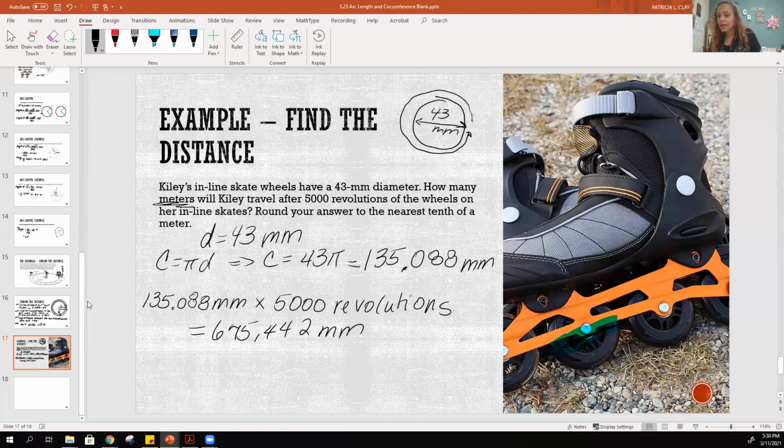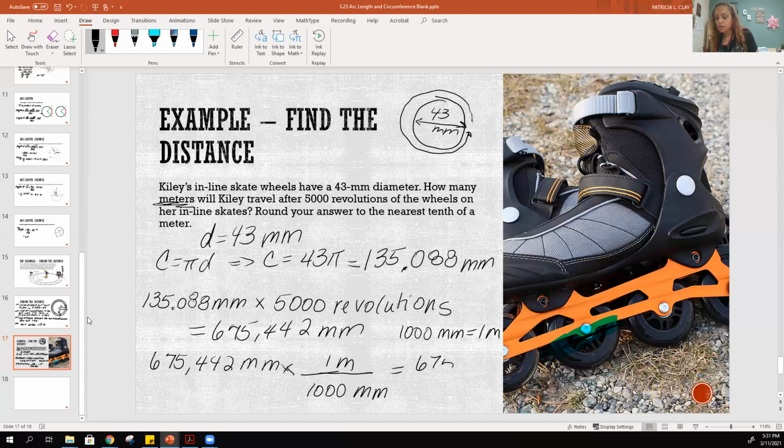Now the last step, it asks us to find the answer to the nearest meter. Does everyone remember how we convert millimeters to meters? 1,000 millimeters is equal to 1 meter, right? So I'm just going to set up a little ratio. You can do it whatever way you feel comfortable. I'm going to do it this way. I have 1,000 millimeters per meter. All you have to do is divide this by 1,000, and you are going to get 675.4, rounded to the nearest tenth.